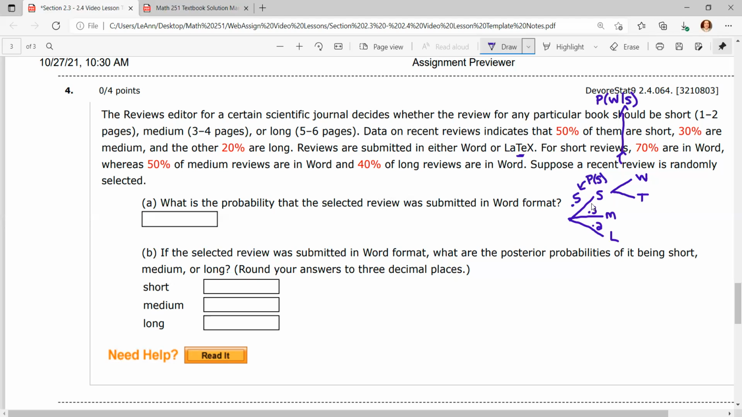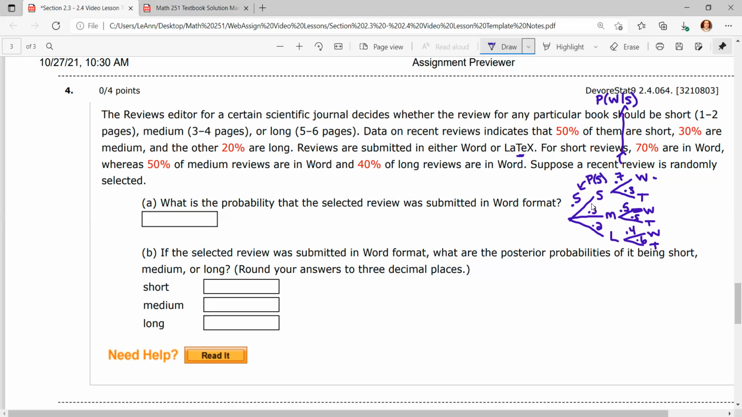is 70%. Now they didn't give you the one for LaTeX, but you can figure it out because this branching group has to add to 1. So it's 0.3. And then the probability of Word given medium length was given to us as 50%, which means LaTeX is also 50%, given that it was already a medium document. And then for long, we know that if it's already long, 40% of those are in Word, and then 60% would have to be in LaTeX, okay?